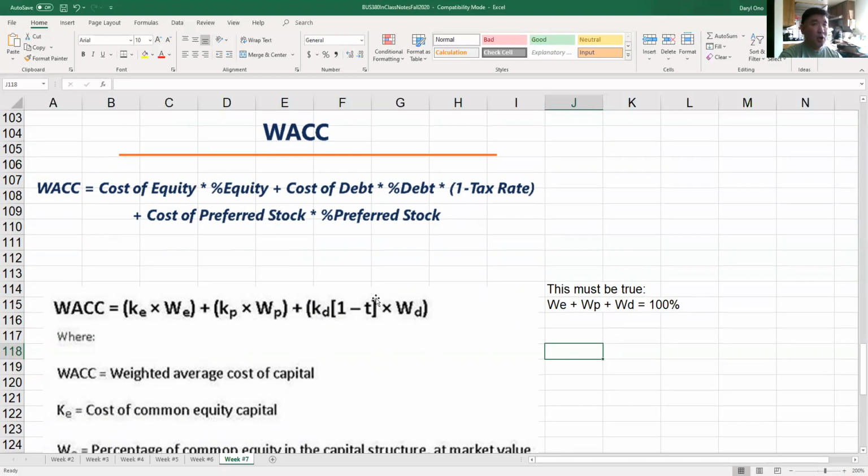A lot of companies don't have preferred stock, so all of this is going to be equal to 0. But if you are given preferred stock, then you have to use this formula. And this must hold true. Okay, so I'm going to stop sharing here, and I'm going to stop recording.